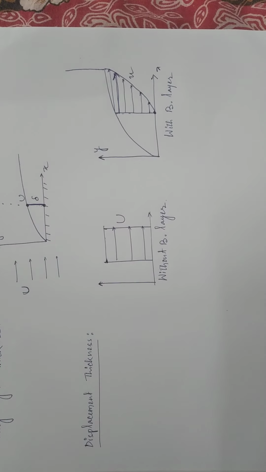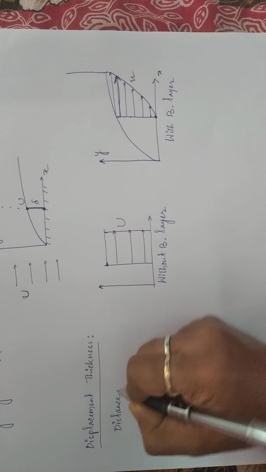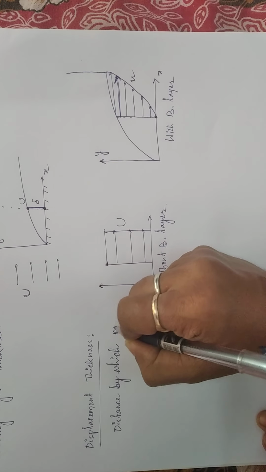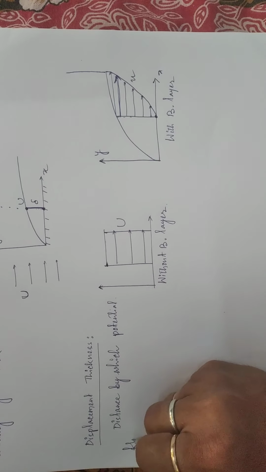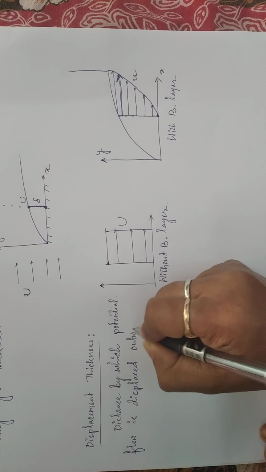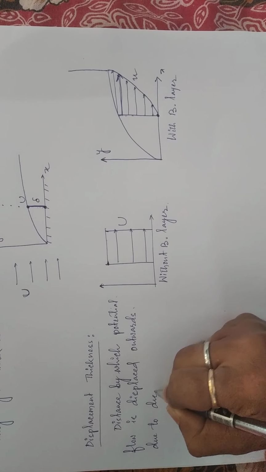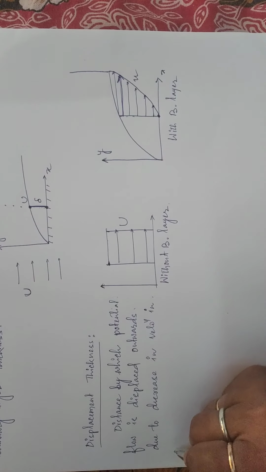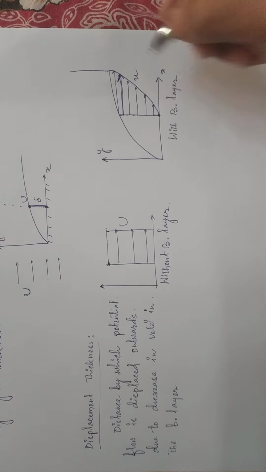Okay. So now what will be the definition of the displacement thickness? Displacement thickness means it is a distance by which potential flow, meaning there is no boundary layer, is displaced outwards due to decrease in velocity in the boundary layer.